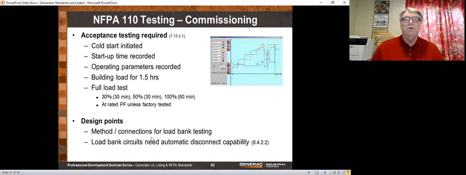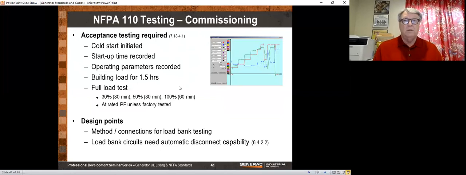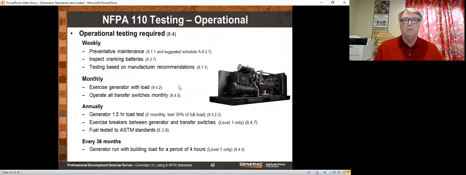So we've showed you some of the requirements, like a building load test for 1.5 hours, and then a full load test: 30% for 30 minutes, 50% for 30 minutes, and 100% for 60 minutes. And all of this makes your acceptance testing more expensive, but it's required for emergency and legally required generators. And this all has to be documented in case the inspector wants to see it, which he generally doesn't. These are your weekly, monthly, and annual tests.